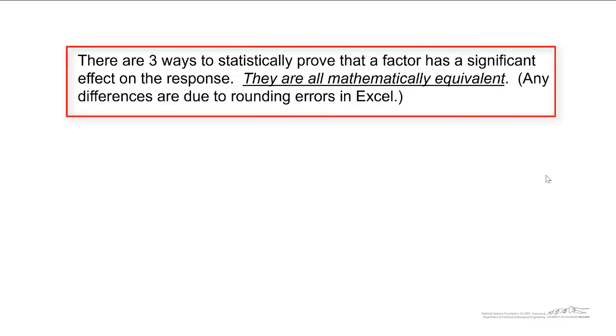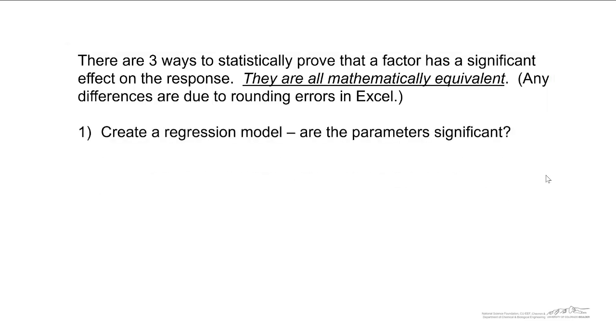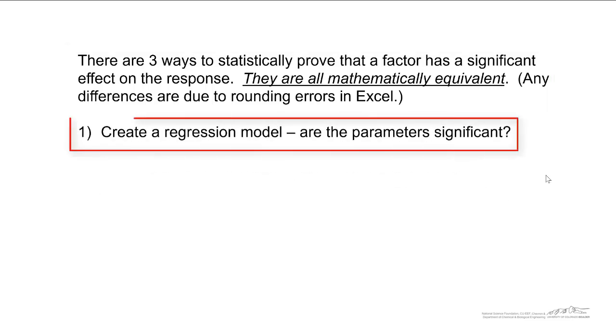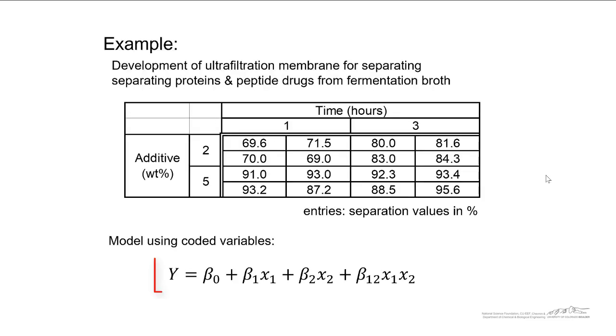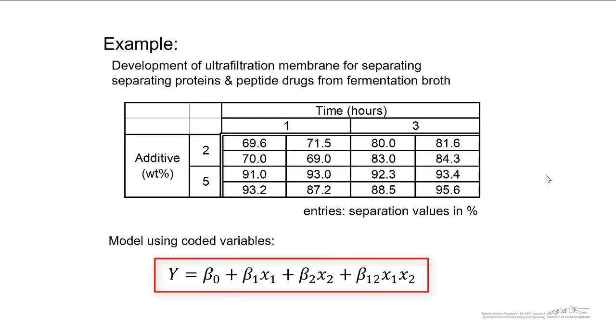There are 3 ways to statistically prove that a factor has a significant effect on the response, and they are all mathematically equivalent. You've already seen one of these techniques. We can create a regression model. Are the parameters significant? For example, we can create a multilinear model down here where we have simple x1 and x2 terms. x1 corresponds to additive, x2 corresponds to time. x1x2 is the interaction between those two.